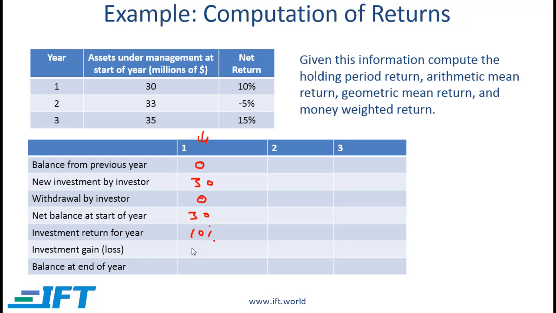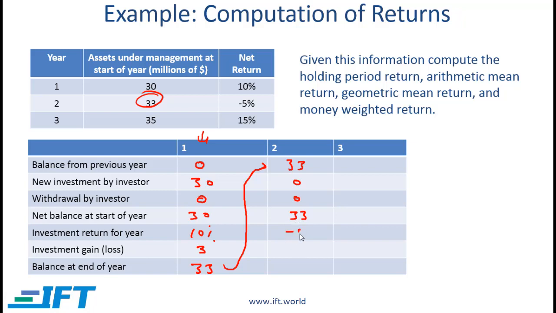What is the investment gain? 3. Investment gain is 3. And balance at the end of the year? 33. This becomes the balance at the start of year 2. So since this matches what is given, that means that there is no new investment and there is no withdrawal. Balance at the start of the year is 33 as given.